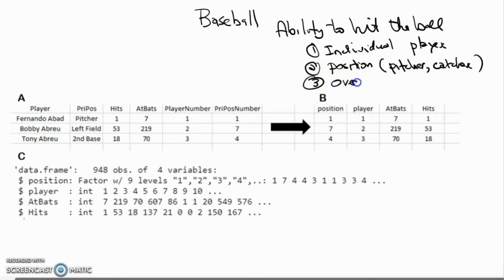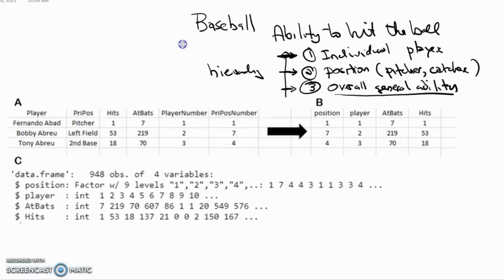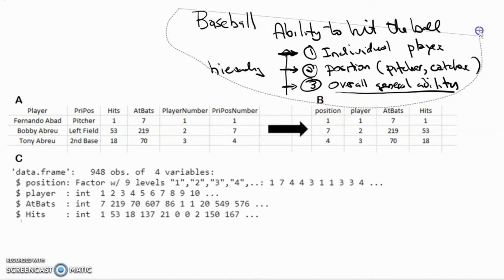And then we're going to think about the overall general ability of a ball player to hit the ball. Essentially we're going to have a hierarchy here, where the ability of an individual player to hit the ball may be associated with the position at which they play, which may be associated with just the overall ability of a baseball player to hit the ball. So that's where we're going to begin.